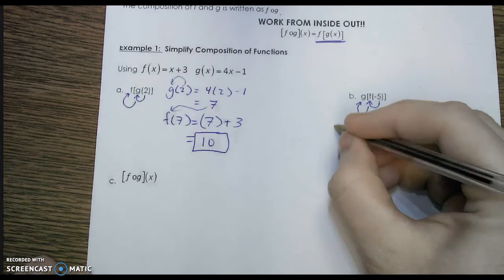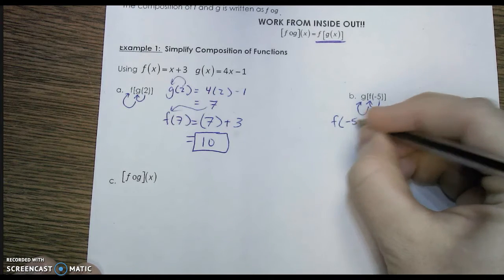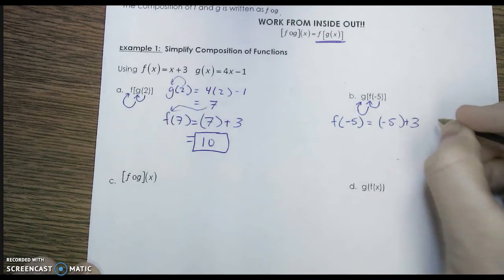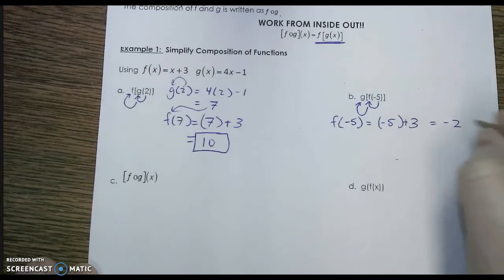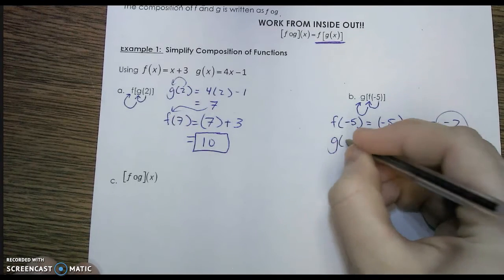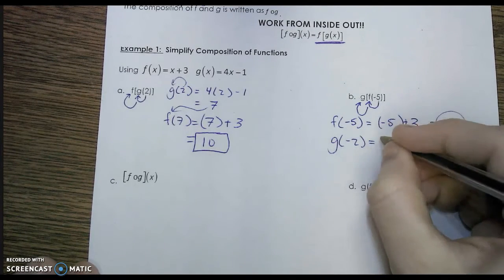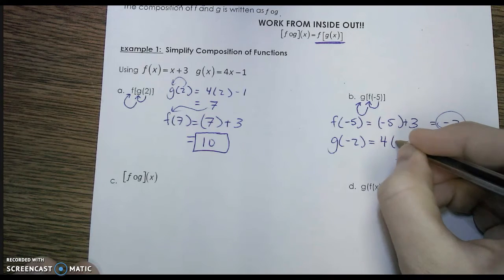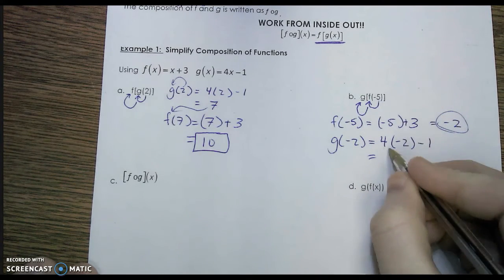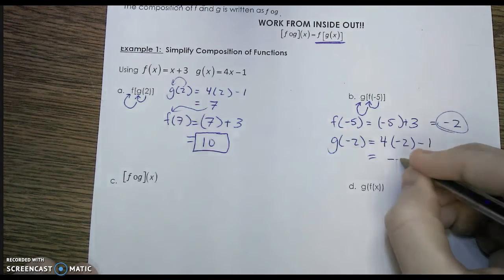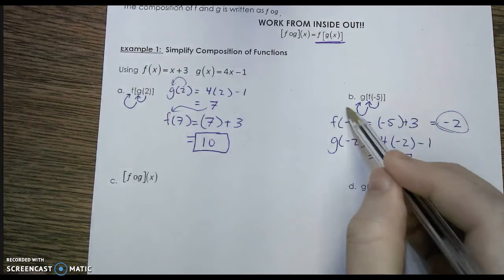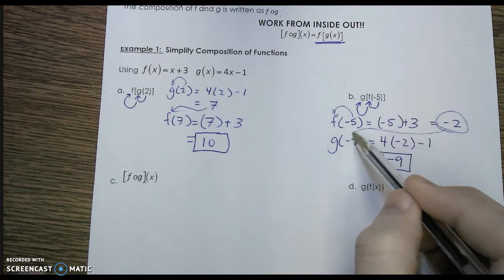So we're going to take f and plug in negative 5, which gives me negative 2. And then we take that and we plug it into g. So g of negative 2, I plug in negative 2 into the g function, and that gives me -8 minus 1, so -9 is our final answer. So again, we took -5 and plugged it into f, and then we took that answer and plugged it into g.